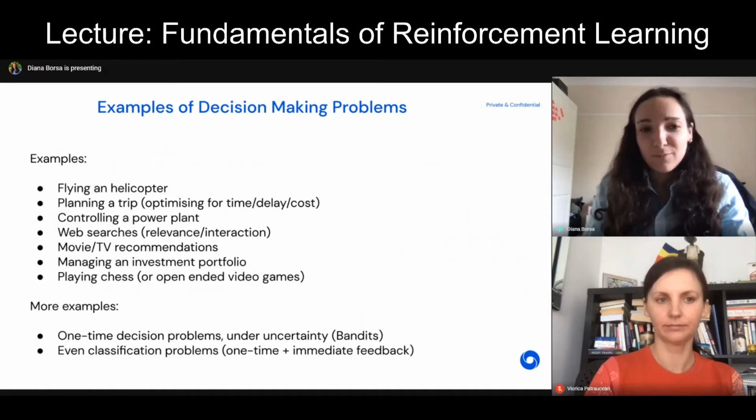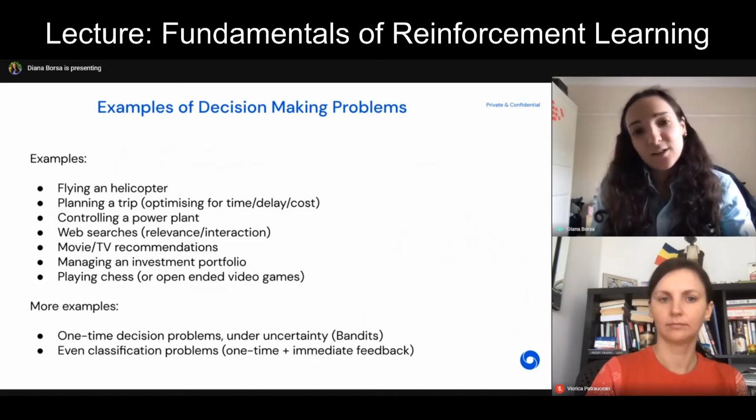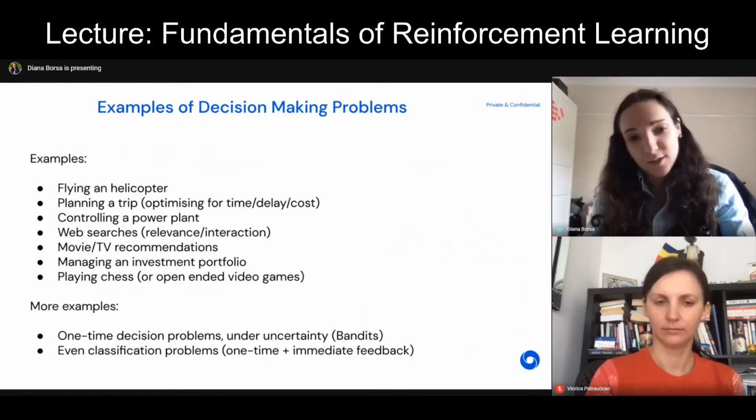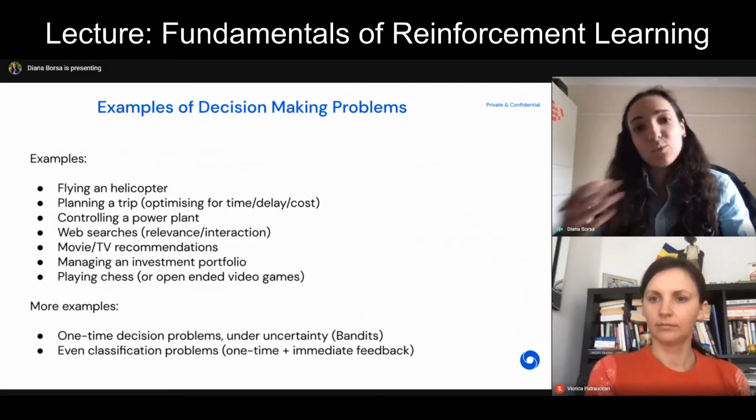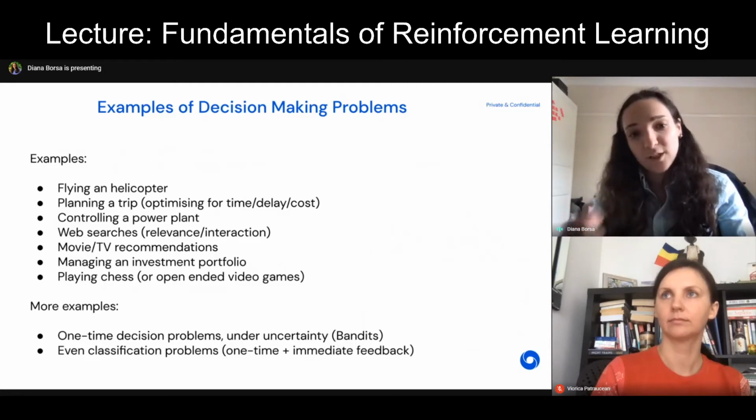There are maybe a couple more examples that I want to highlight that are not usually thought of as reinforcement learning problems. One is the one-time decision problems under uncertainty. These are usually called bandits. Although they do not have the sequential nature, they do have the exploration component, because we have to reason about identifying the best decision under uncertainty and trading off how much we're exploring each action to identify the best one versus the payoff that we would get at the end.